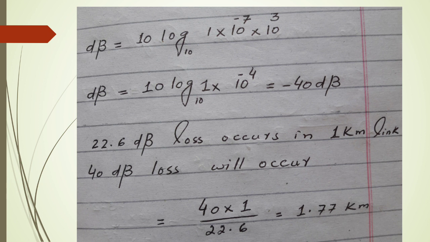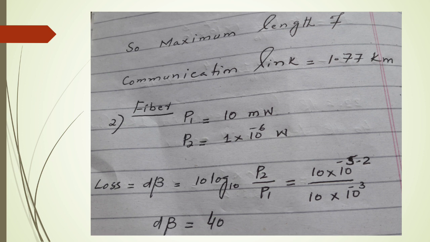So we can calculate the maximum length of this communication link now. We know that 22.6 dB loss occurs in 1 kilometer length. So 40 dB loss will occur, we calculate, you see, we simplified. We have 40 multiplied by 1 divided by 22.6, that gives you 1.77 kilometer. So maximum length of the communication link is 1.77 kilometer.